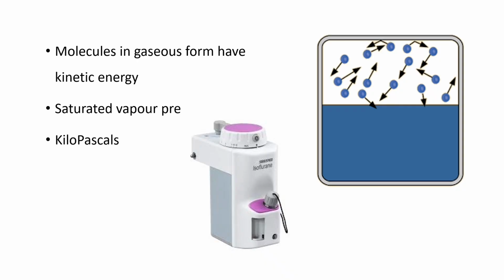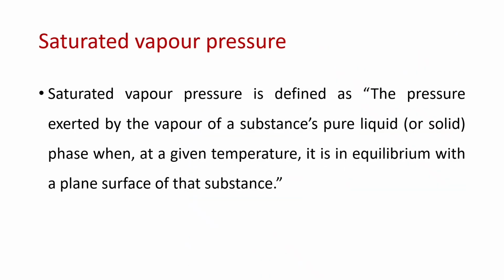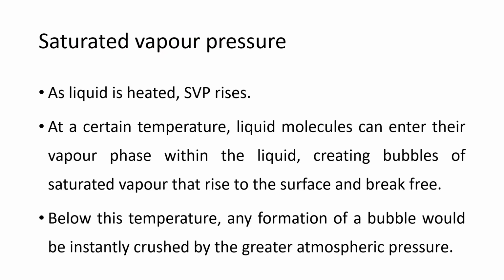Inside the vaporizer, molecules will enter the gas phase until the rate of vaporized molecules equals the rate of molecules returning to the liquid phase. This dynamic equilibrium is known as saturation. The pressure exerted by this gas is known as saturated vapor pressure. So, saturated vapor pressure is defined as the pressure exerted by the vapor of a substance's pure liquid or solid phase when at a given temperature it is in equilibrium with a plane surface of that substance. The saturated vapor pressure of a liquid is independent of the ambient pressure but increases with increasing temperature.